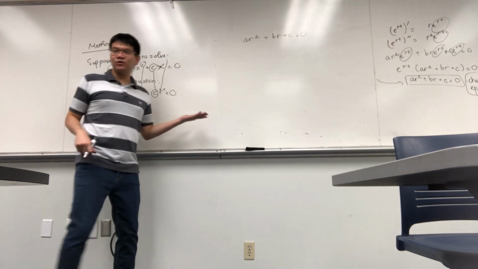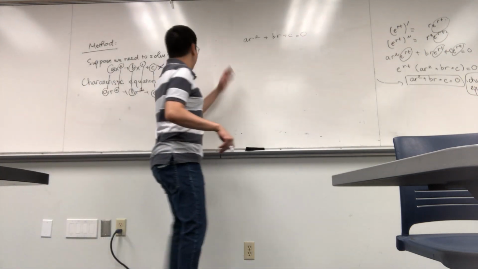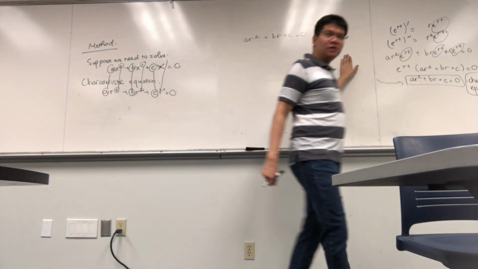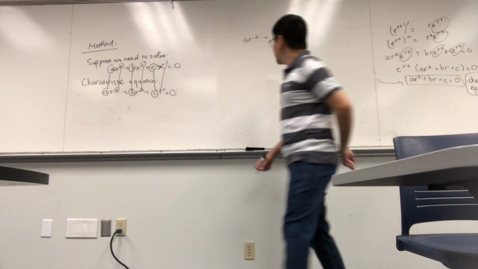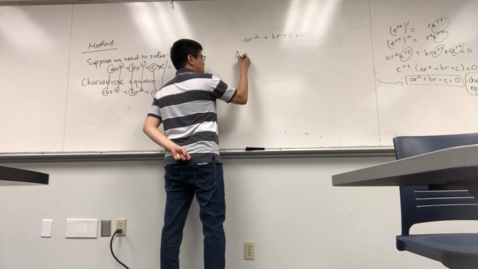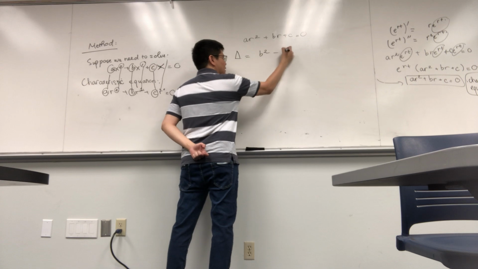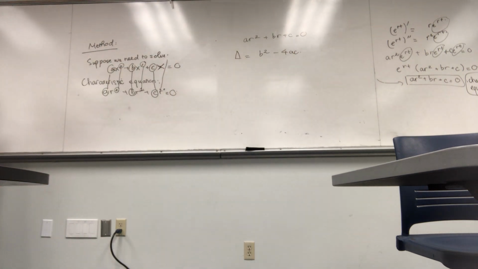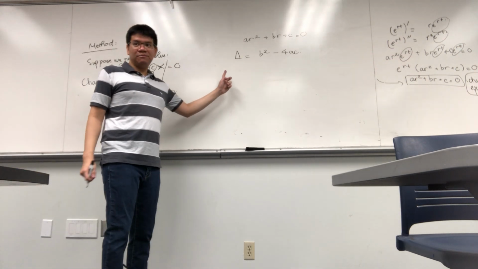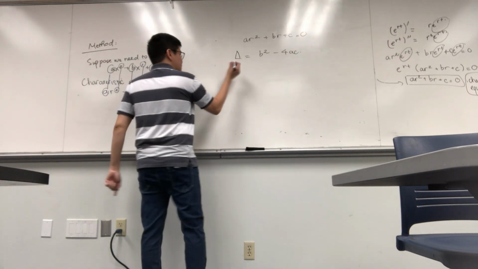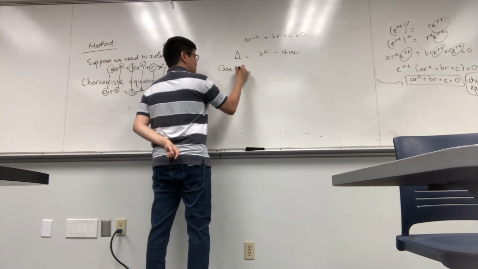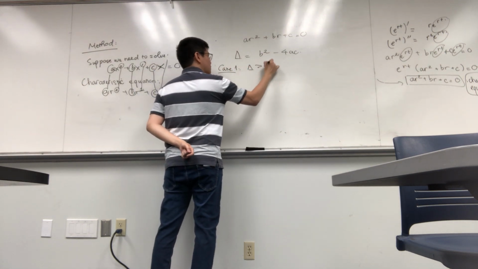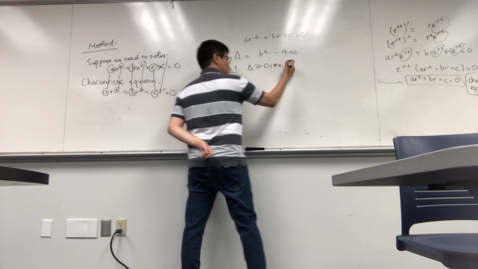So this is a quadratic equation, right? So the characteristic equation is a quadratic equation. What you do is you consider the delta, which is b squared minus 4ac. All right. It's good. So the case when delta is positive. Case number 1, delta is positive, we have two solutions.